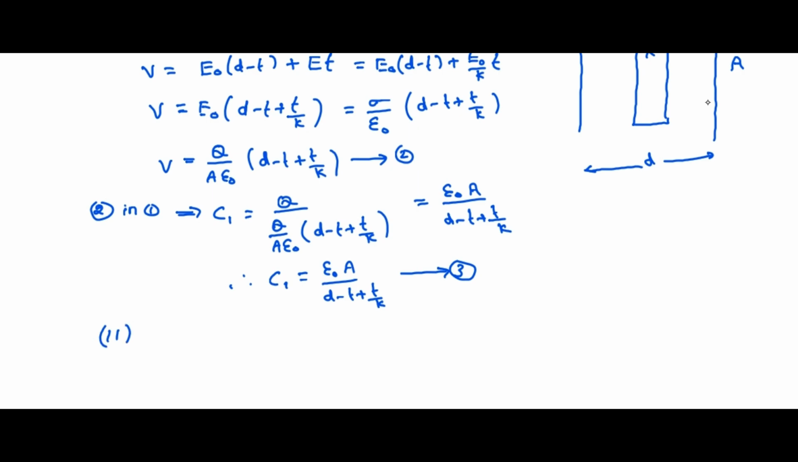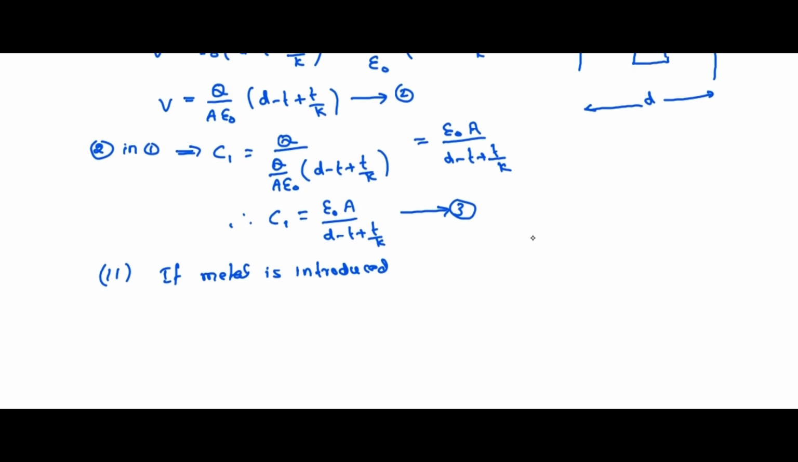Second part, if metal or metallic plate is introduced, metallic plate alone, then for the metals, K value will be infinity, and I am writing this capacitance C2 to differ from equation 3. From equation 3, epsilon naught A divided by D minus T plus T by infinity. This is simply epsilon naught A by D minus T. You can name it equation number 4.